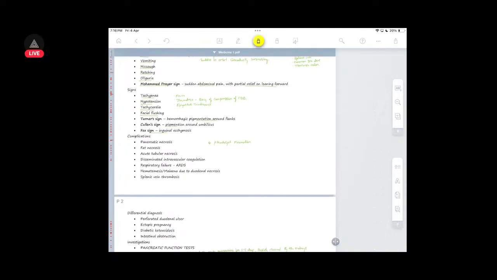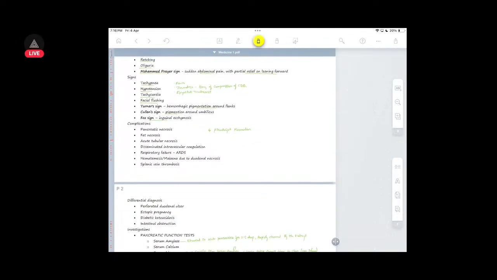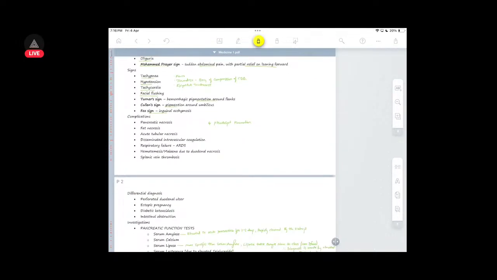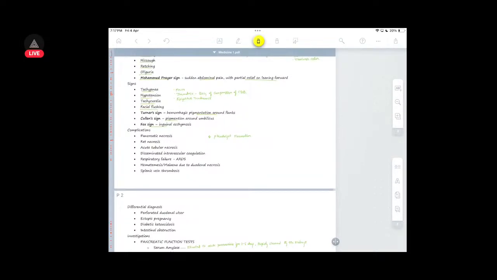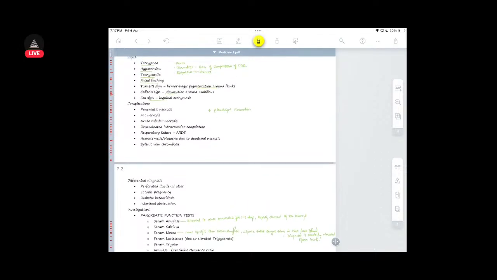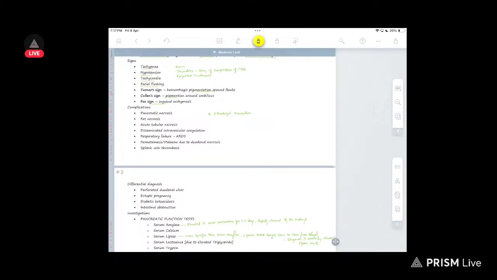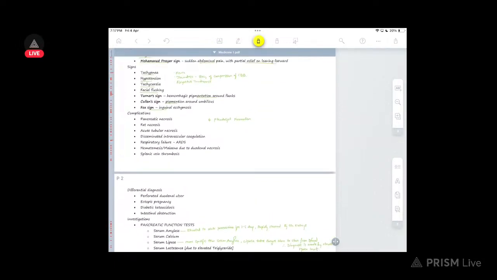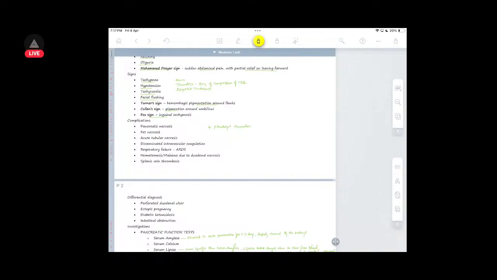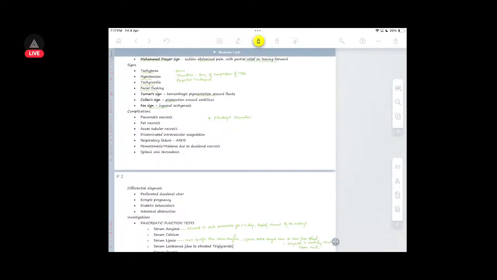So you have signs which are tachypnea, hypotension, tachycardia, and facial flushing. You have Turner sign and Cullen sign; Turner sign is hemorrhagic pigmentation around the flanks. Cullen sign is pigmentation around the umbilicus. Then you have Fox sign, which is inguinal ecchymosis. So tachypnea, they'll be breathing very rapidly. Hypotension, they will not have proper blood pressure. Tachycardia, increased heart rate. There will be facial flushing. Fever will be there. Jaundice because of compression of the common bile duct. And you have epigastric tenderness.